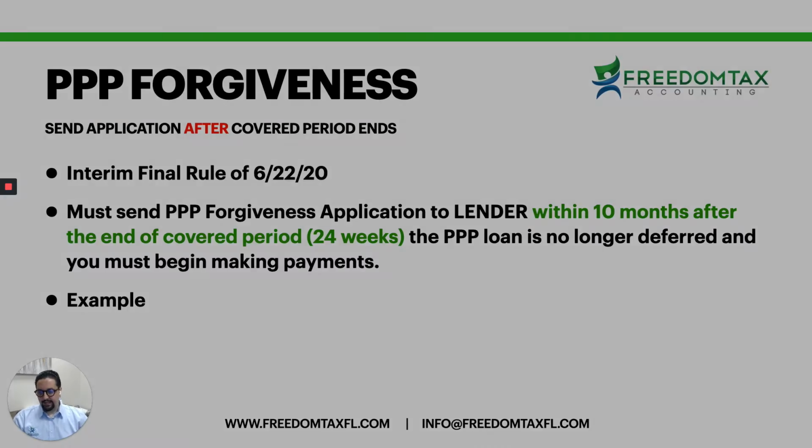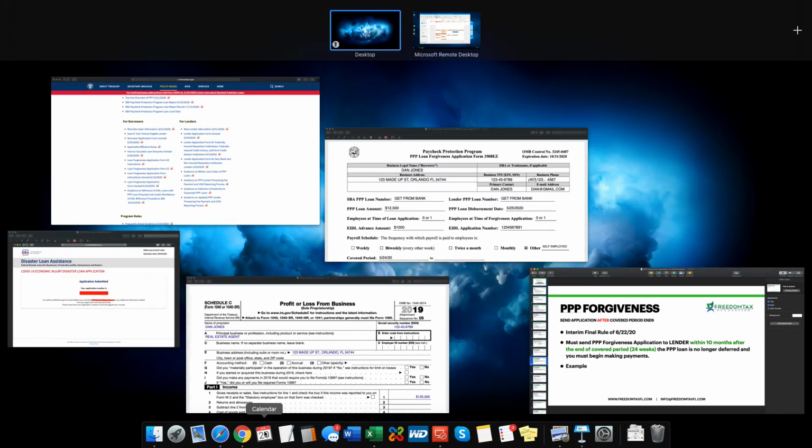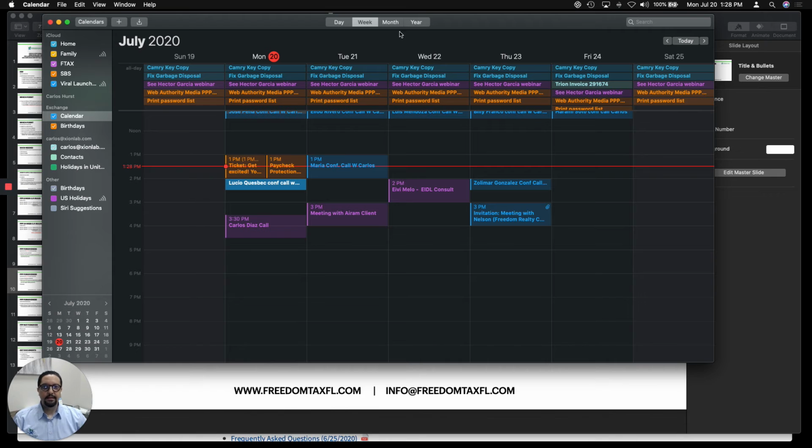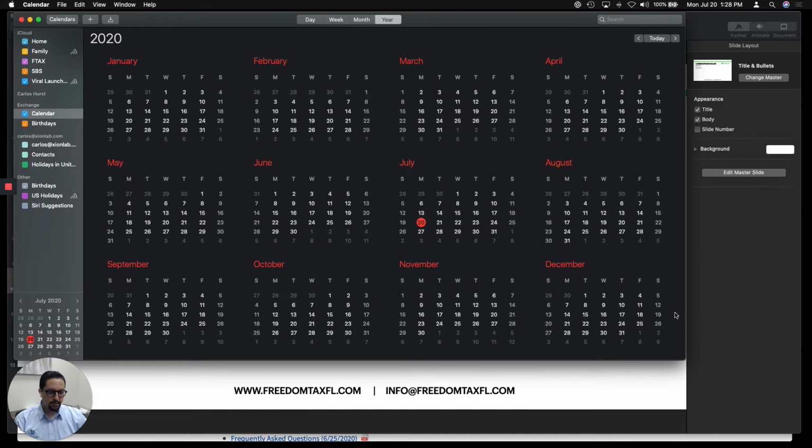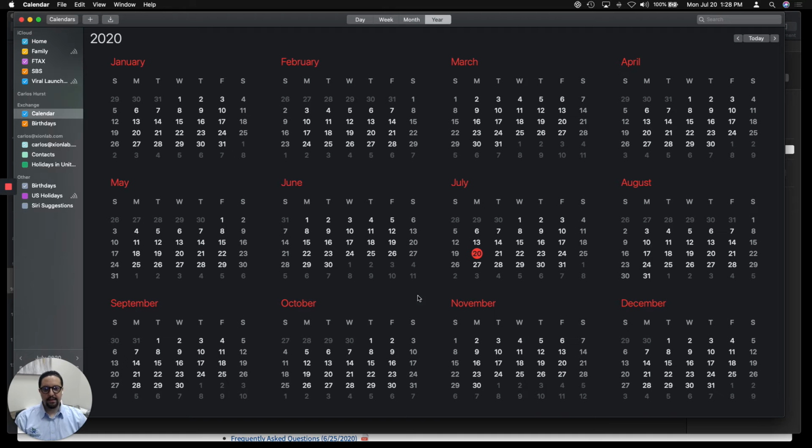So let's take an example. Okay, this is our calendar. Let's say that we received our funds on May 25th. May 25th is when we got the PPP funds. If I got the funds on May 25th, as soon as my bank or lender has the PPP loan application for forgiveness ready, I can send in the application at any time.